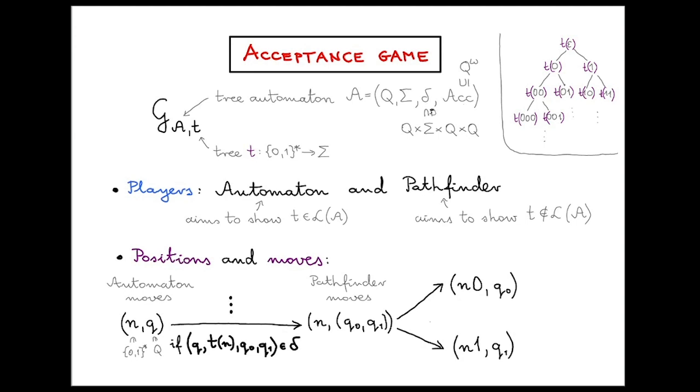So now we can say that the automaton A accepts tree T if and only if player automaton has a winning strategy starting from the node of the tree, which is its root, and from one of the initial states.